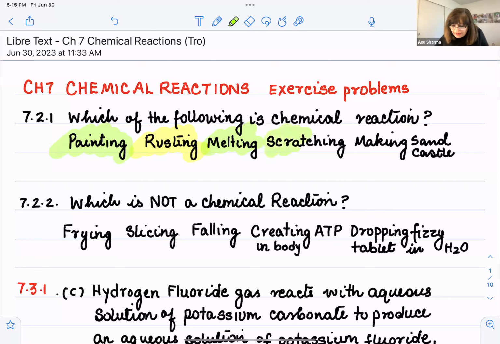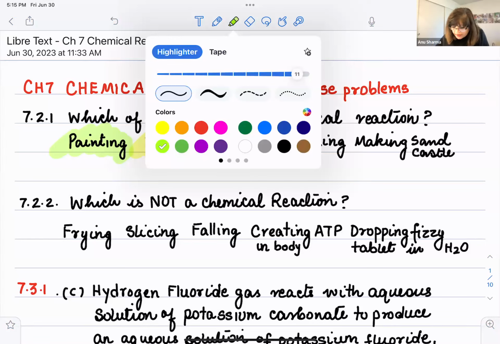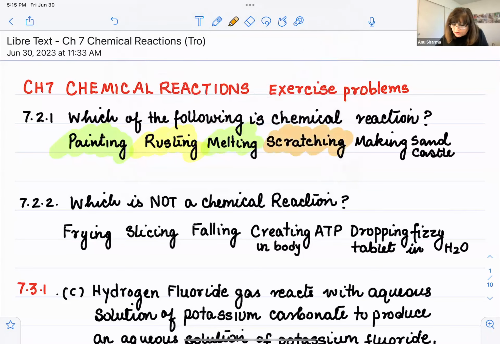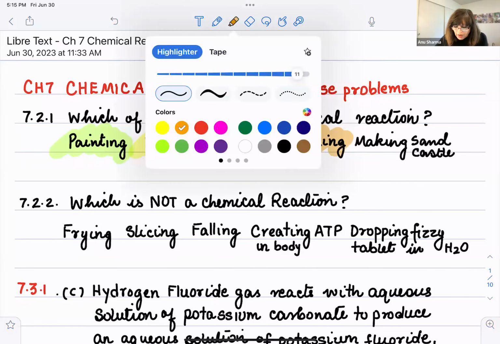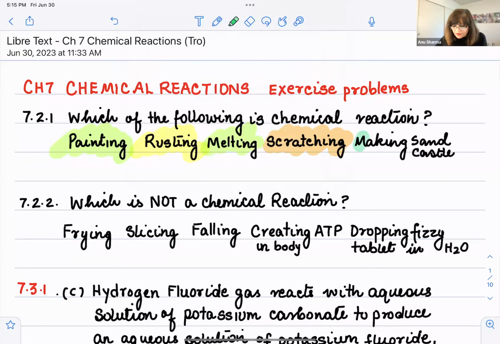Next is scratching. Scratching is just removing the top layer. It's temporary, you are just breaking into small parts, but it doesn't create a new substance. Making a sandcastle: you're making something out of something, so it is still sand. Although you created a new structure, a new entity, the composition is still made up of sand. That sand is a chemical composition which remains the same.